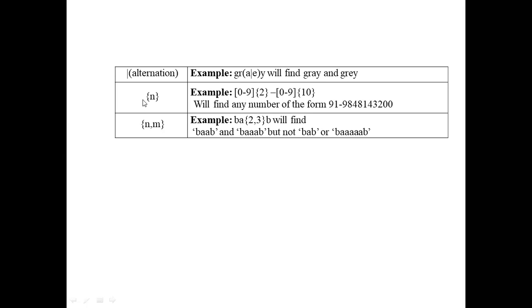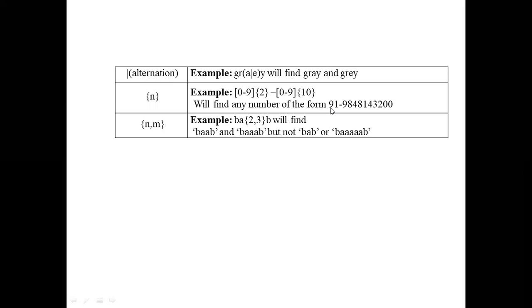Next, curly braces {n}. It matches the preceding character n times exactly. So here [0-9]{2}-[0-9]{10}: two times 0 to 9, hyphen, 0 to 9 ten times. Here [0-9] in square brackets means we are taking only one digit out of 0 to 9.